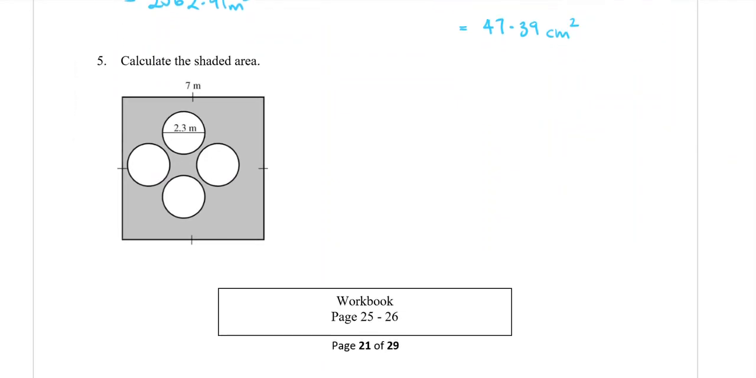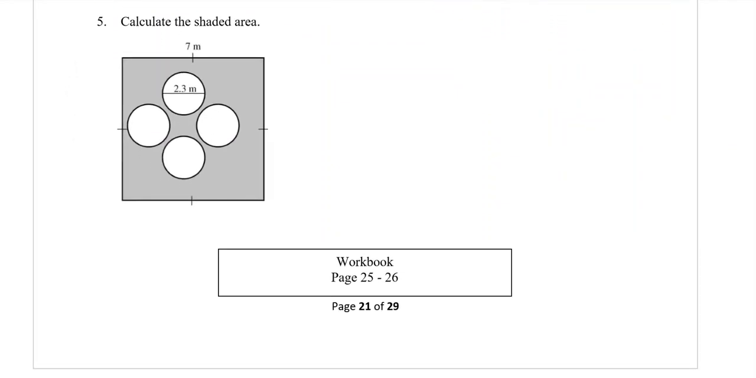Question 5. Calculate the shaded area. We have a big outside square, so that's going to be shape number 1. And then we have a whole bunch of little circles here, 4 circles, but they're all the same size. So if I just find one of them, so this is going to be shape number 2, will be one of those circles, and I'll just have to times that by 4 to get rid of all 4 of those circles.